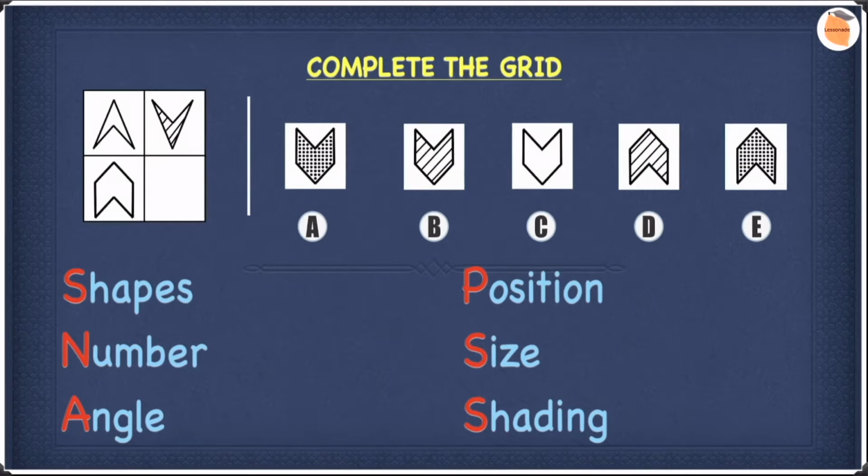In this type of question, we have a larger square, and inside this larger square, we have a smaller square which has been left blank. So our job is to find the shape that fits the best in this square from the multiple choice.